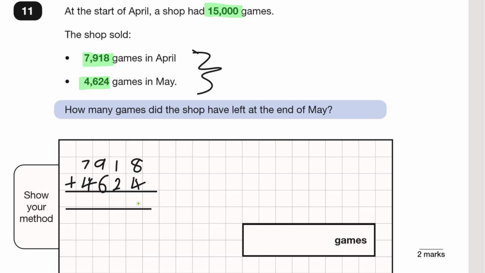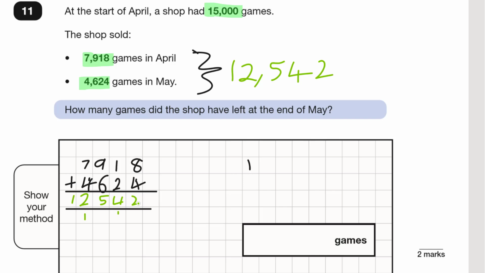So 8 plus 4 is 12, 1 plus 2 plus 1 is 4, 9 plus 6 is 15, 7 plus 4 plus 1 is 12. So that's how many games were sold in the 2 months, and I'm going to label it here. 12,542 games were sold in total in April and May. Now I can deduct that from my 15,000.